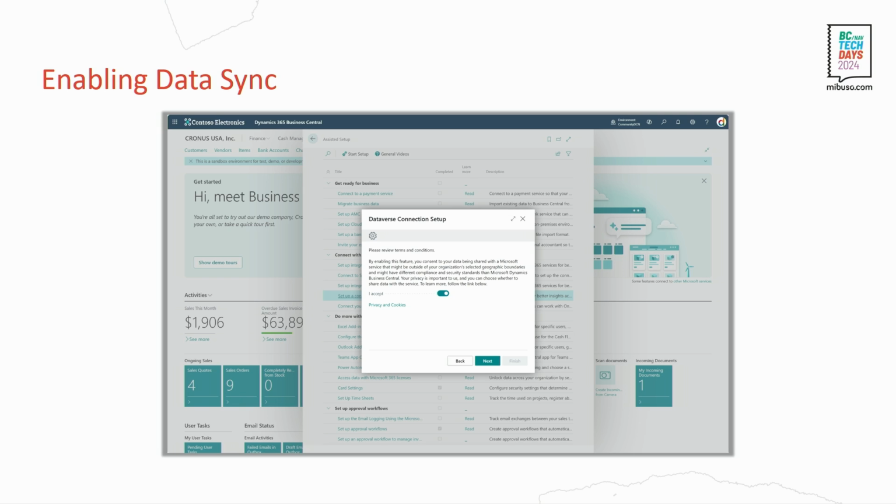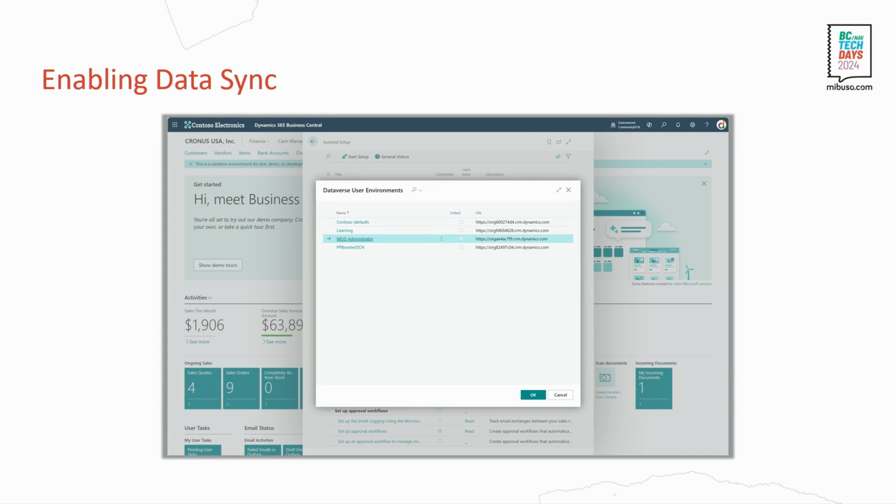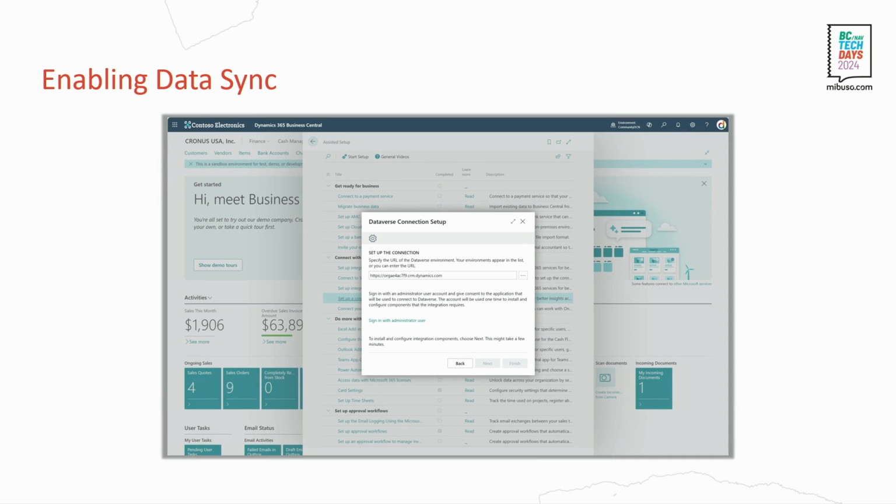So what you need to do, you need to start a process from assisted setup. And in this case, you just accept the terms and conditions, go next. Then you need to choose your Dataverse environment to which you want to connect. Connection is done per company, so you have one Dataverse environment per company, and you cannot have multiple. After that, you need to sign in with your admin account. So you will sign in with an account that will be used for integrations. Okay, once I sign in, I go next in my case.